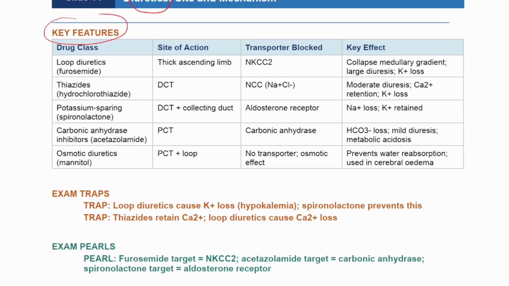Beginning with our key features table, we first examine loop diuretics like furosemide, which act specifically on the thick ascending limb to block the NKCC2 co-transporter, collapsing the medullary osmotic gradient to trigger a large diuresis alongside significant potassium loss. Next, thiazides such as hydrochlorothiazide target the distal convoluted tubule or DCT, where they inhibit the NCC sodium chloride co-transporter to produce moderate diuresis, notable calcium retention, and concurrent potassium loss.